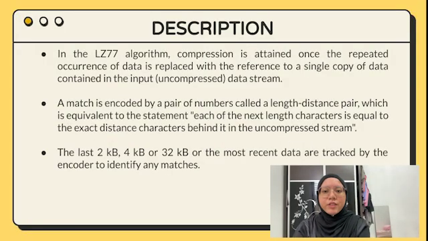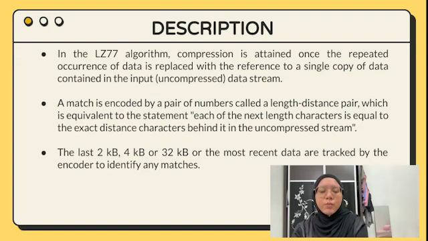In the LZ77 algorithm, compression is attained once the repeated occurrence of data is replaced with a reference to a single copy of data contained in the input, which is the uncompressed data stream. A match is encoded by a pair of numbers called a length-distance pair, which is equivalent to the statement: each of the next length characters is equal to the characters exactly distance behind it in the uncompressed stream. The distance is sometimes called the offset instead.